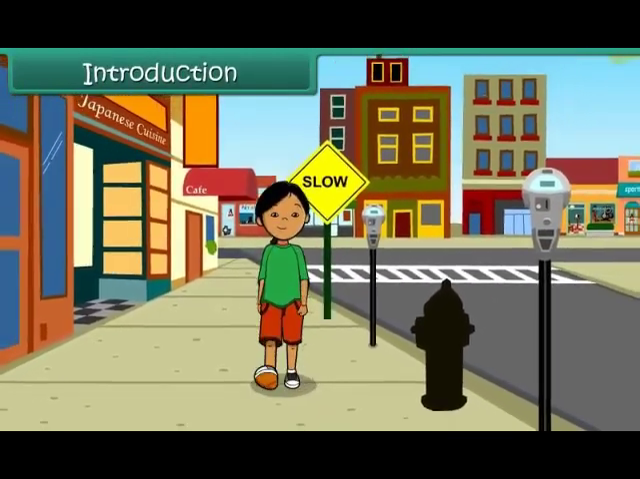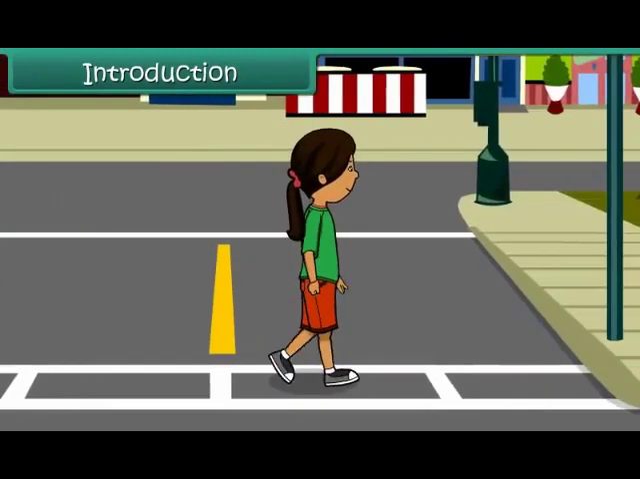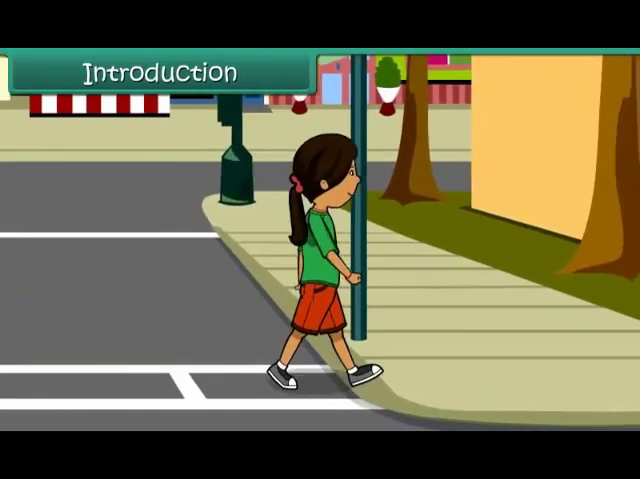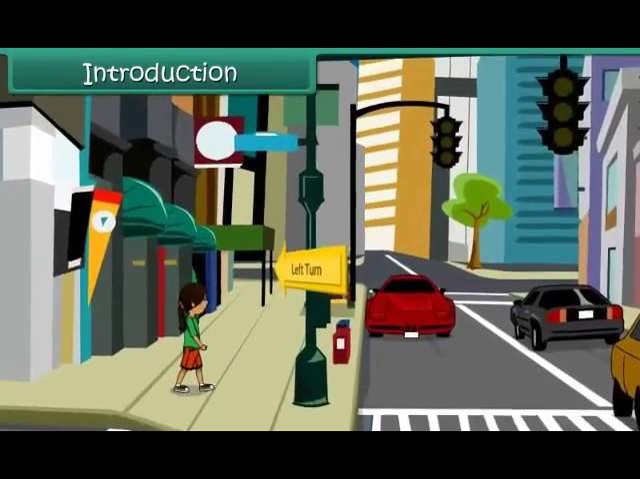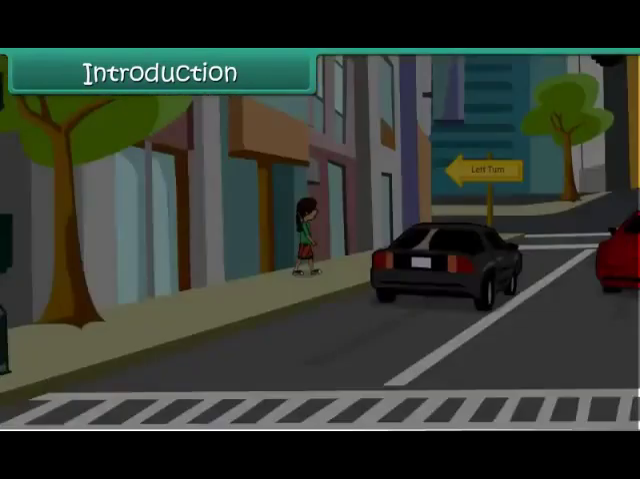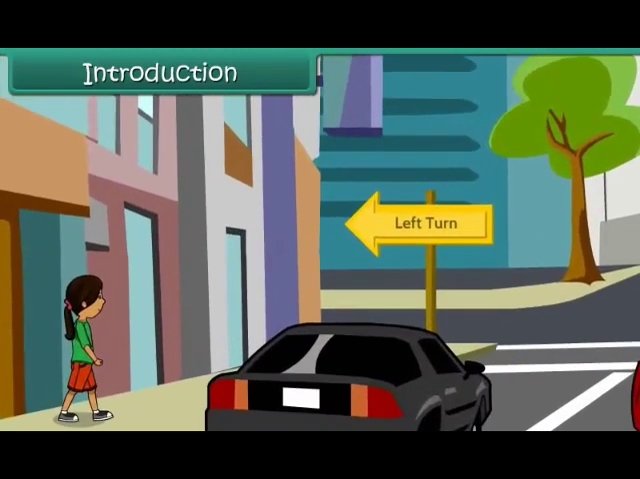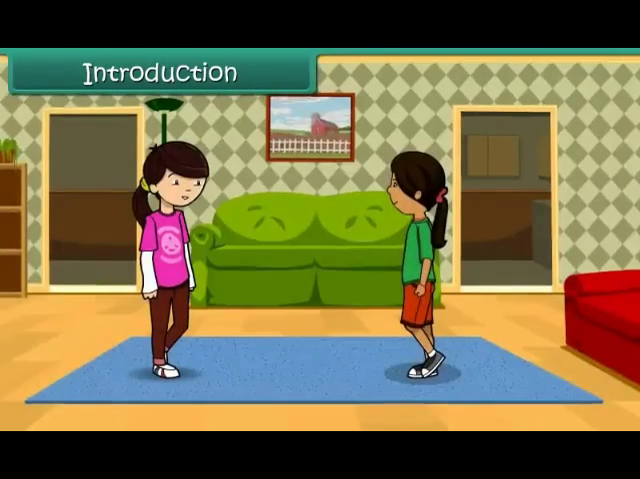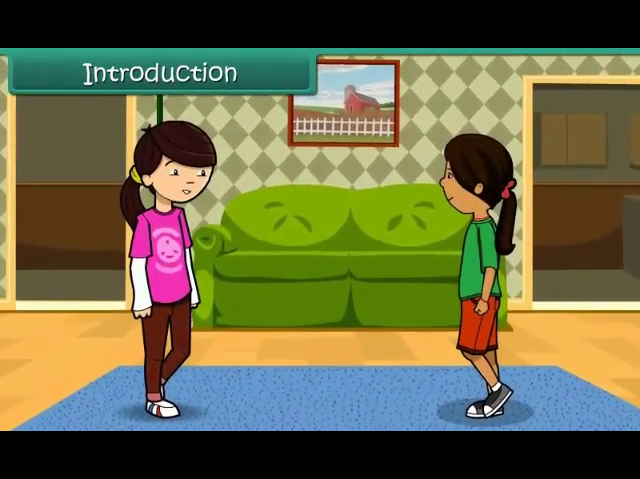Vani is on her way to Ria's house. She follows the directions given by Ria. She first turns left at the traffic signal. She turns left again at the second crossing and reaches Ria's house. Vani understands the importance of directions.